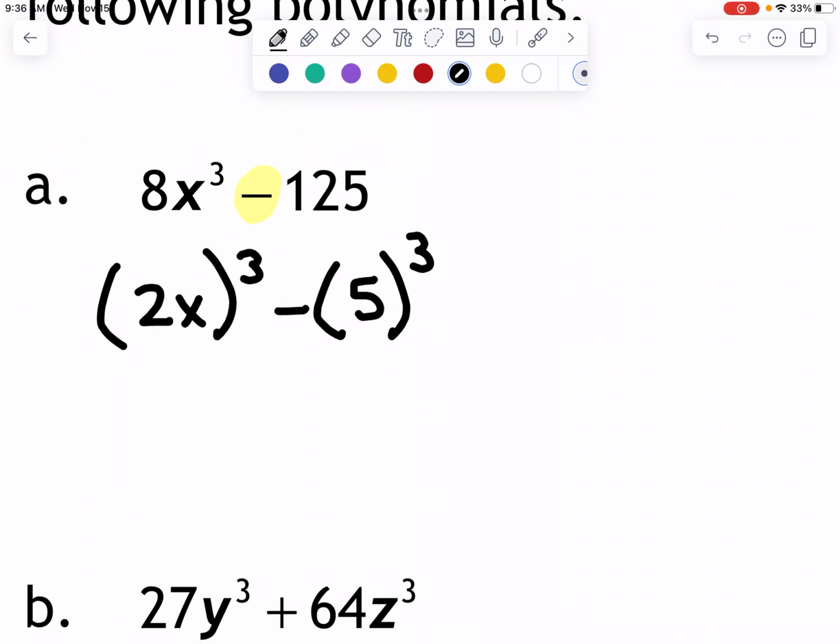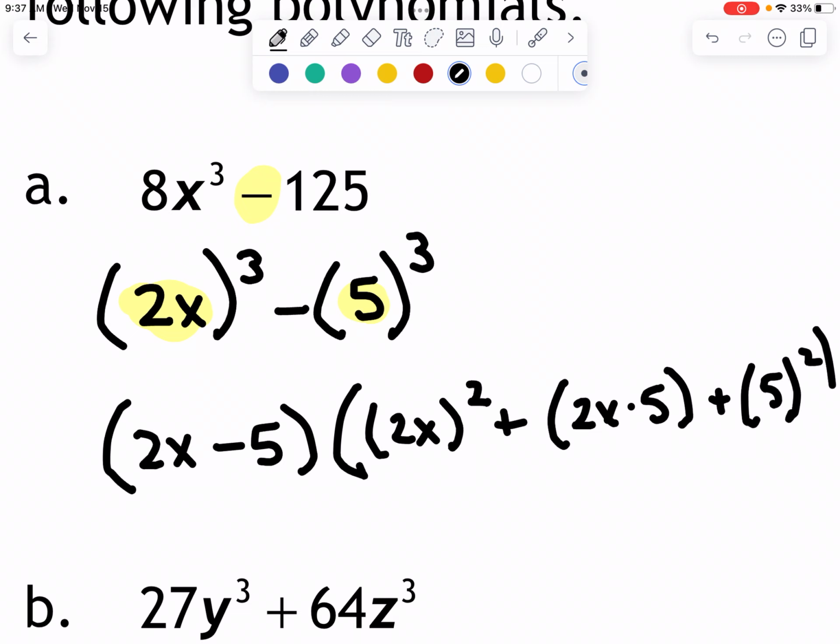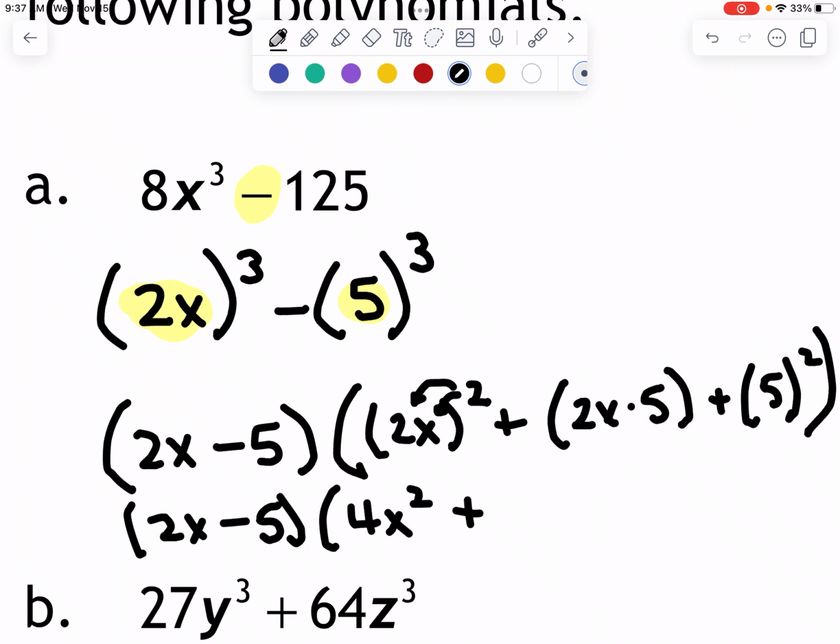So cruising along, my base terms are 2x and 5. Difference of cubes says I'm going to subtract those in our first set of parentheses. Then I'm going to square my first term, plus I'm going to multiply those two base terms together, plus my last term squared. If I clean this up, I know that 2x quantity squared is going to be a 4x squared. 2x times 5 is a 10x, and 5 squared gives me 25 when I factor this fully.